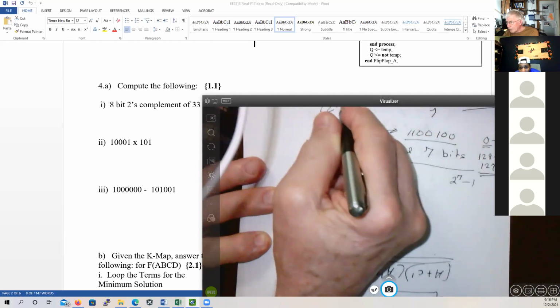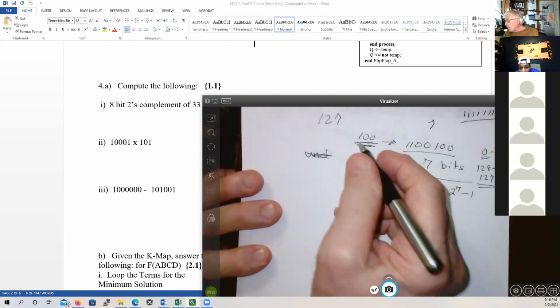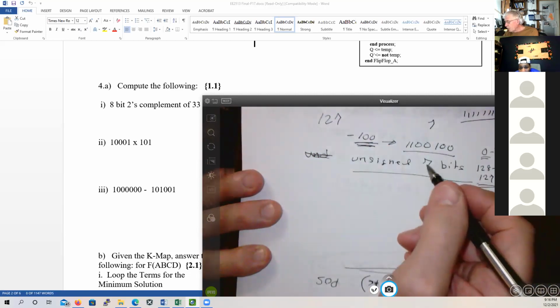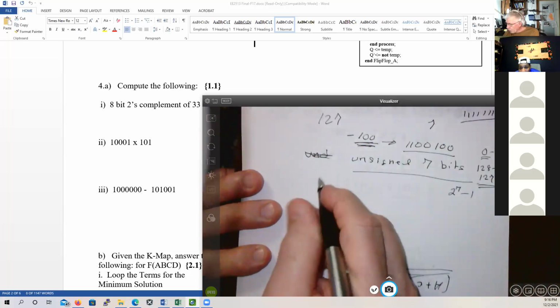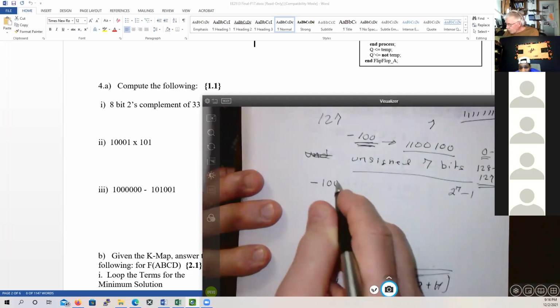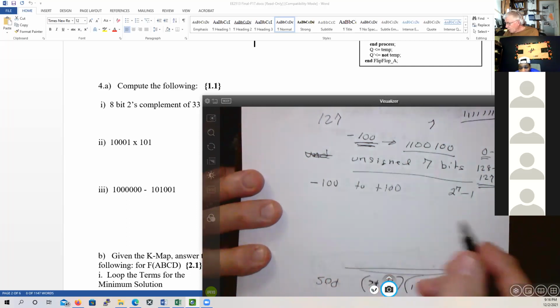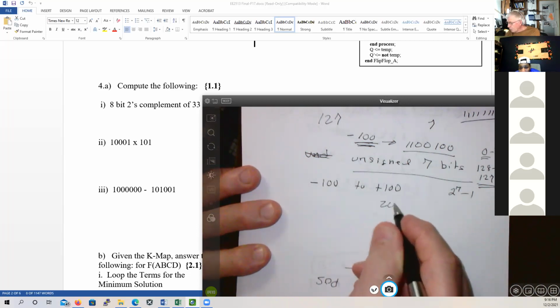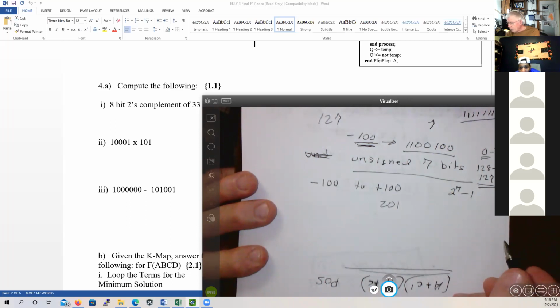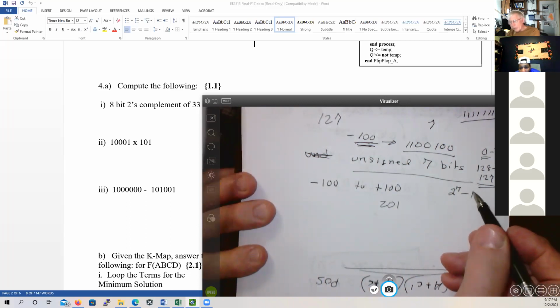Okay, so if this is our number 100, and the biggest number we can fit is 127, can we fit 100 as a 2's complement, so a minus 100, into 7 bits? In other words, in 7 bits, can we go from minus 100 all the way to plus 100? Well, how many things would that be? That would actually be 201 things, counting 0.